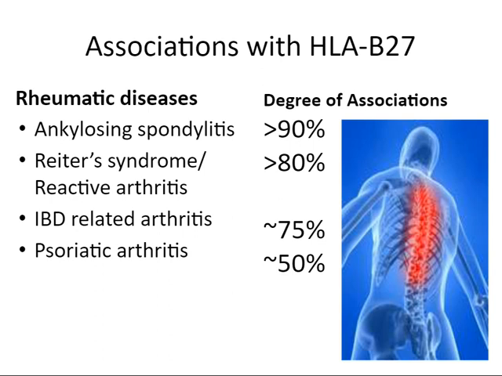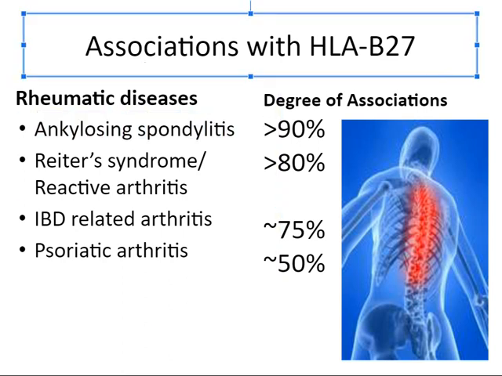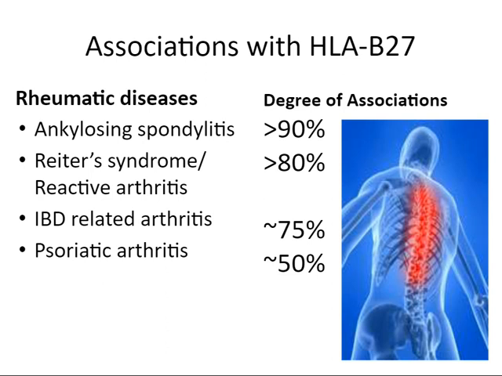So, this is the percentage, degree of associations. So, most strongly associated is ankylosing spondylitis. We can see here, ankylosing spondylitis is strongly associated, 90% association with HLA-B27. Least is psoriatic arthritis. Least percentage of association with HLA-B27 we can see with psoriatic arthritis. And Reiter syndrome or reactive arthritis, that is 80%. And enteropathic arthritis, that is IBD related, has a 75% association.